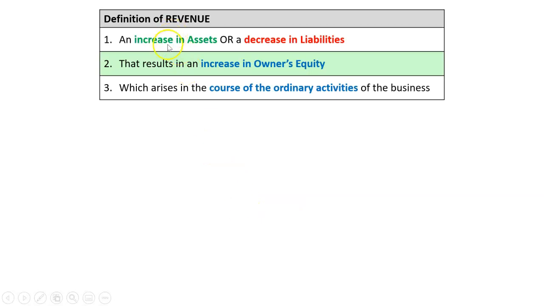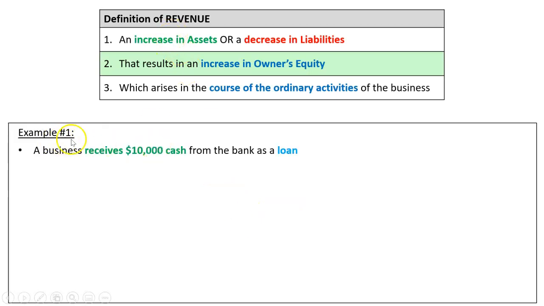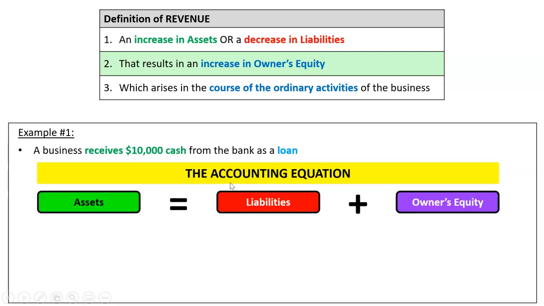So looking at that, all you ever want to do is get our definition and take a transaction. So let's say example number one, a business receives $10,000 from the bank as a loan. Well, let's apply the accounting equation to it. The accounting equation is going to step you through whether something meets the definition of a revenue. So in this case, the business is going to get more cash. Cash is an asset. So that does seem to meet our definition so far.